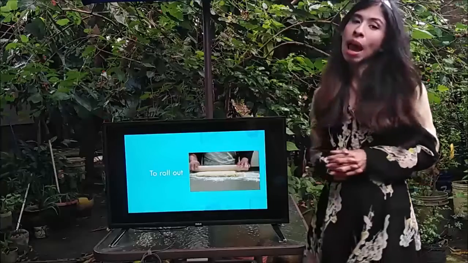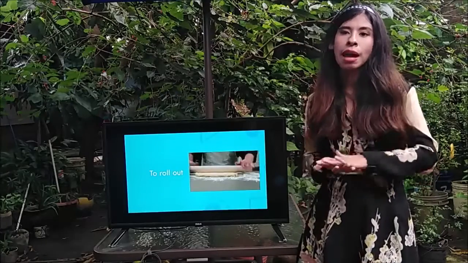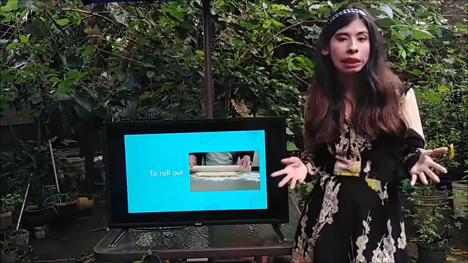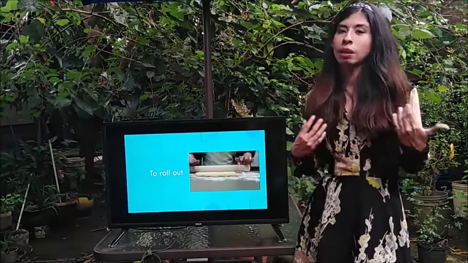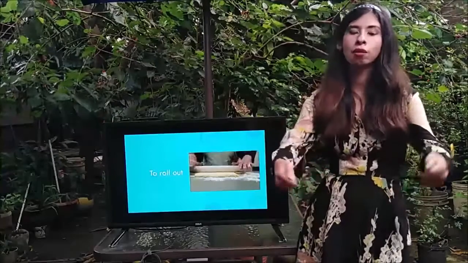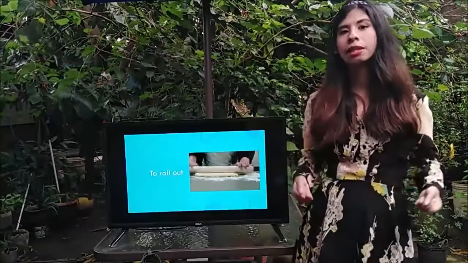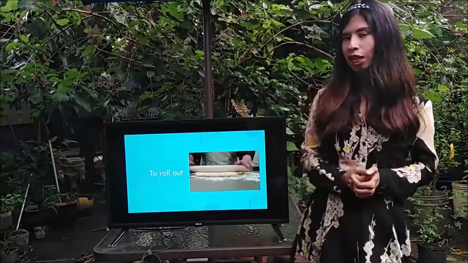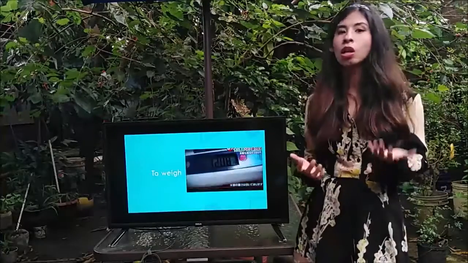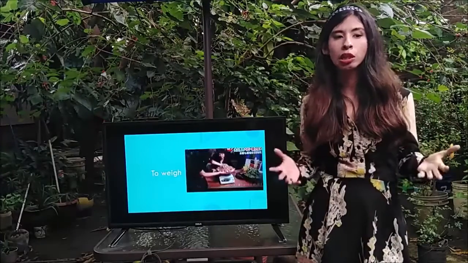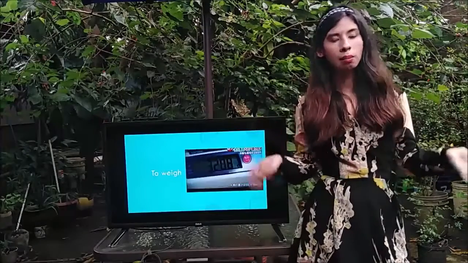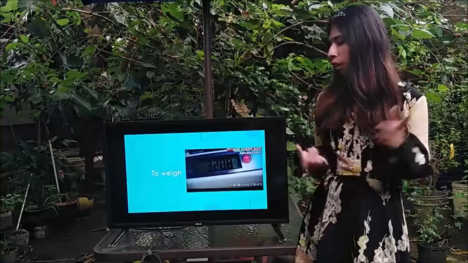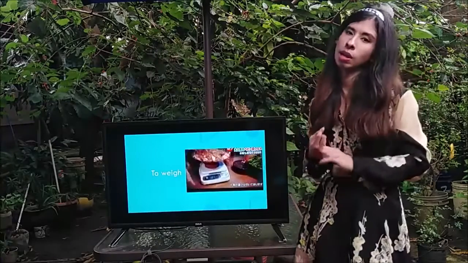Then we have to roll out. Whenever we are trying to flatten our dough or any other preparation or meat, we need to use the rolling pin. So the action of using a rolling pin to flatten the food is called to roll out. The next one is to weigh. To weigh is whenever we need to know how much of the elements we are including. So we are measuring them, and we can either use a scale or a weighing machine.